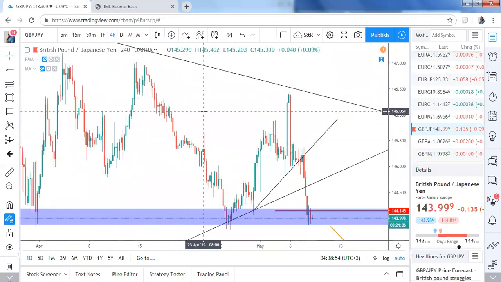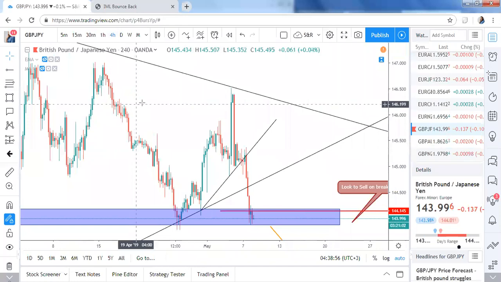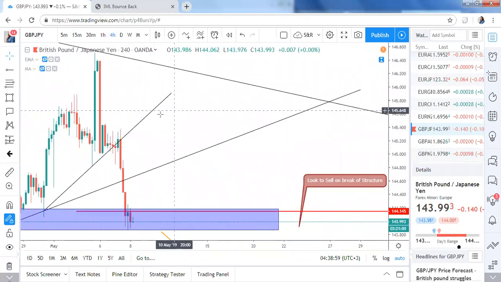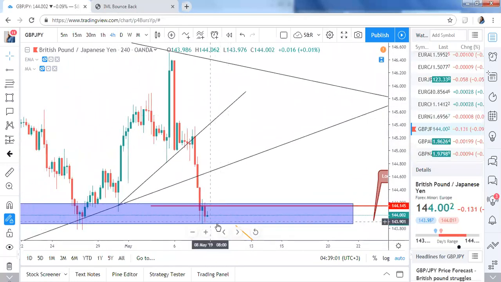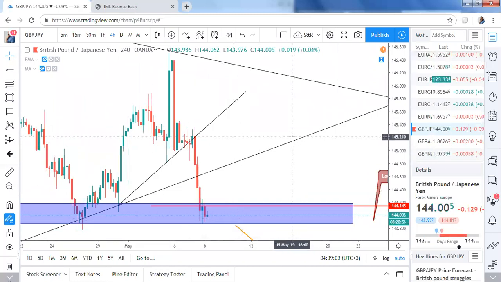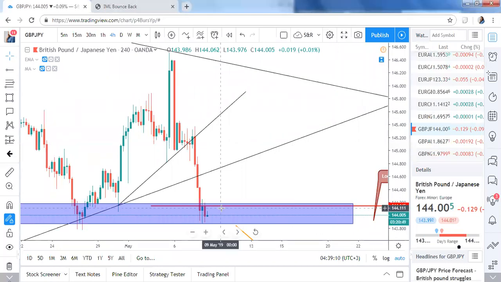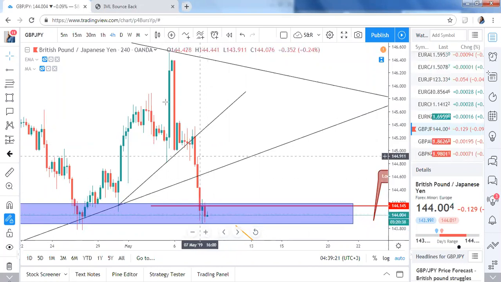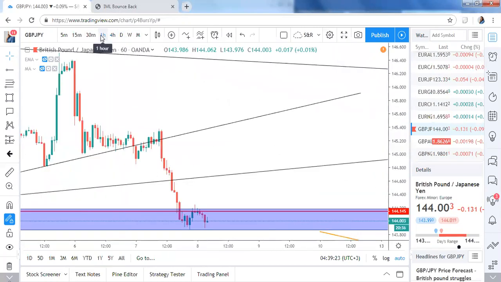And all we need to do now is to identify if price is going to break structure or if it's going to bounce, right? So right now we are at structure. Price has not broken through it. It is currently testing it, within structure at the moment, right? And Bounceback called it on the 1-hour time frame.